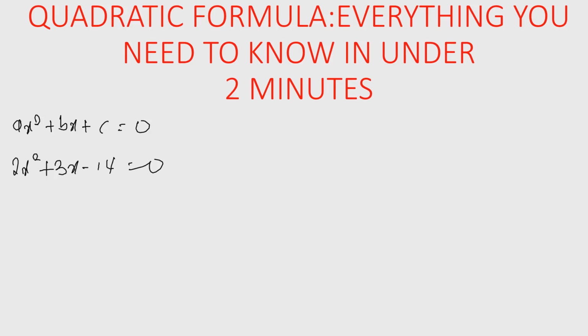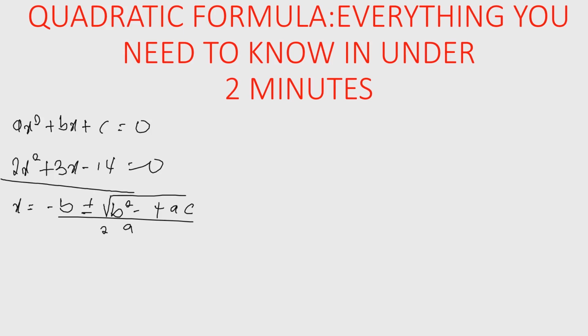The formula is x is equal to minus b plus or minus square root of b squared minus 4ac, everything over 2a. The next thing you do is identify in this equation your a, your b.